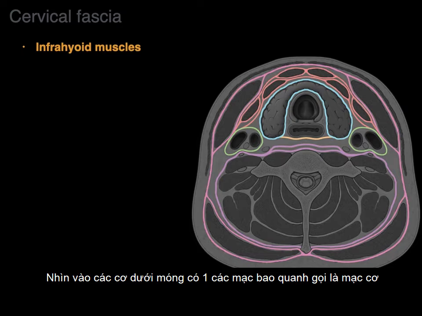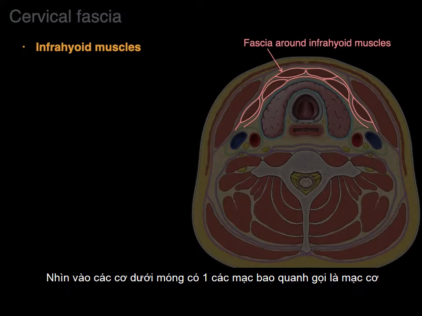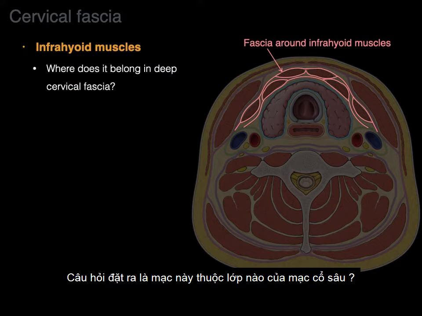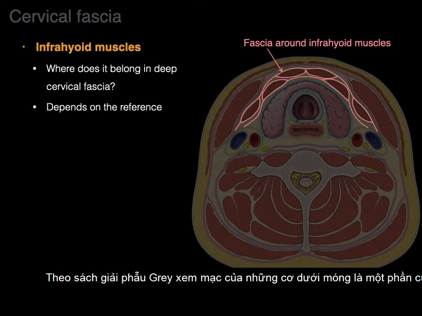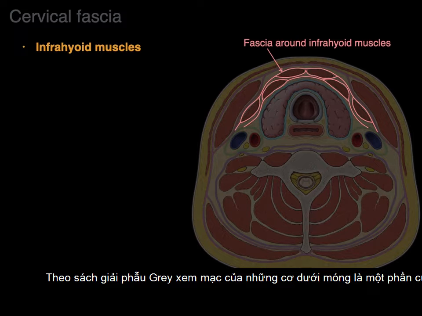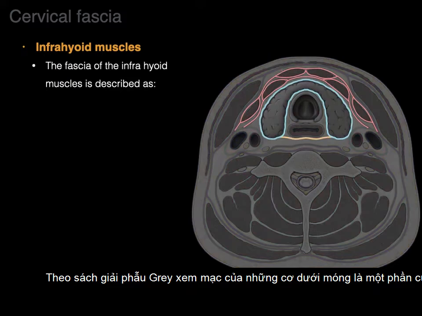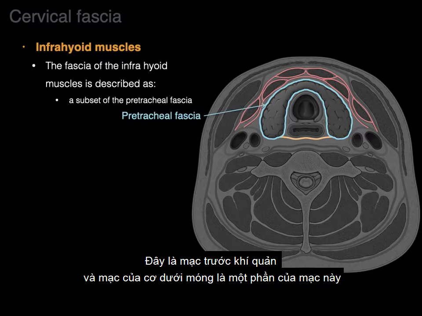Now, the infrahyoid muscles are shown here, and the fascia around the infrahyoid muscles is kind of interesting in anatomy because where does it belong in the deep cervical fascia? Well, it depends on the reference that you use. And so the Gray's Anatomy reference and most clinicians will say that the fascia around the infrahyoid muscles is a subset of the pretracheal fascia. So there's a pretracheal fascia, and the fascia around the infrahyoids is just a subdivision of that. And that's the one that I subscribe to.